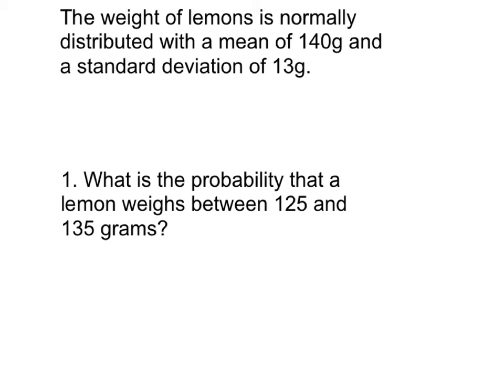Okay, what we're going to have a look at is some basic distribution questions. So we've got this one here. We've found out that the weight of lemons is normally distributed with a mean of 140 grams and a standard deviation of 13 grams. So we're going to start off by putting down, using the symbols, to make sure that we know what that is. So our mean is 140 grams, and our standard deviation is 13 grams.